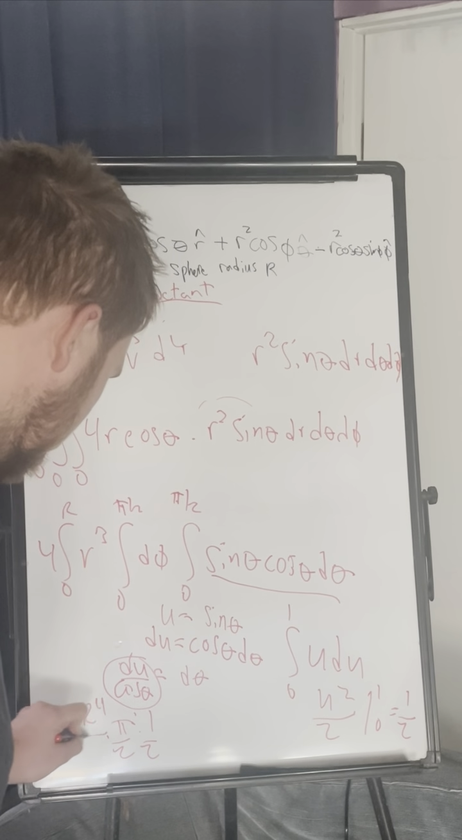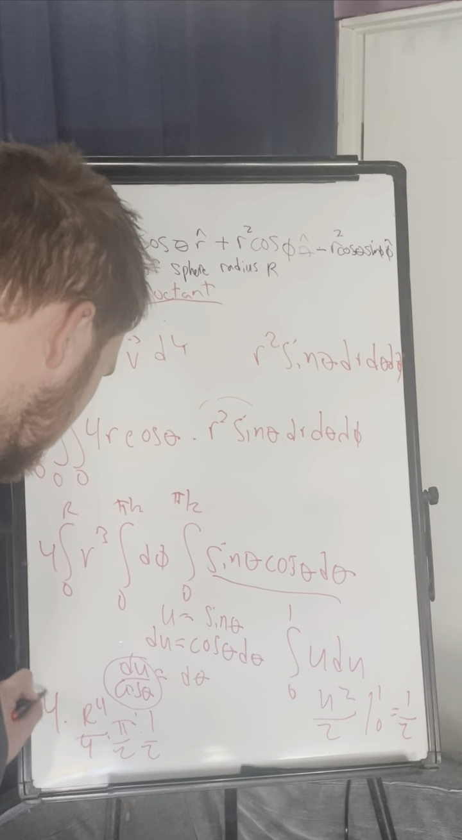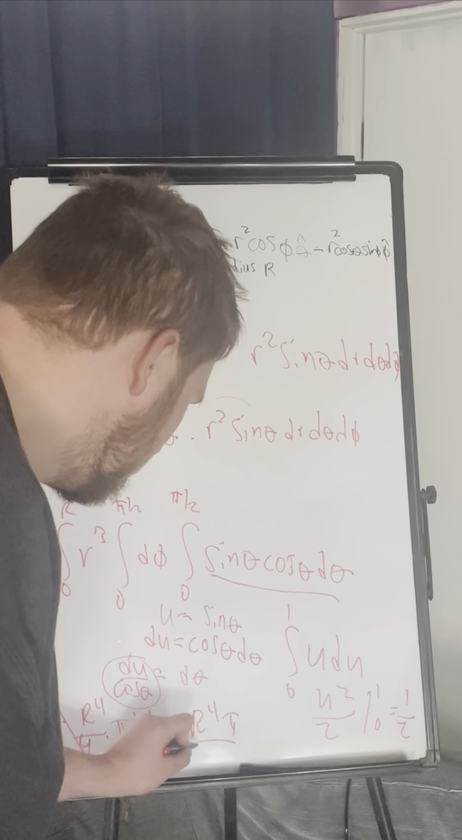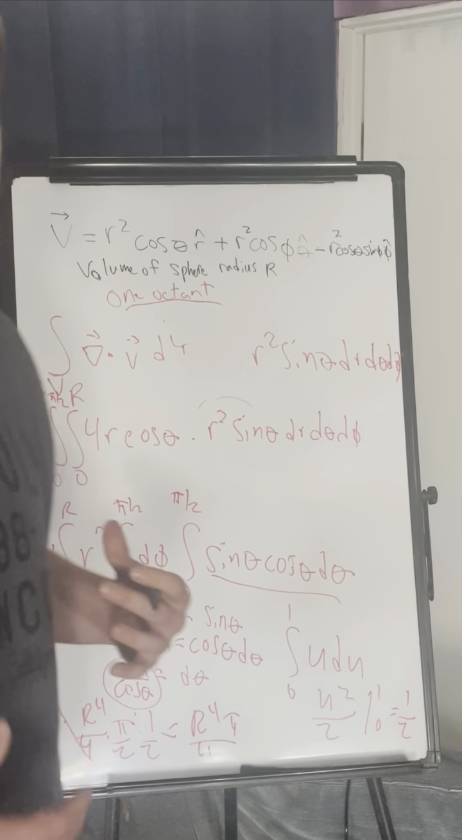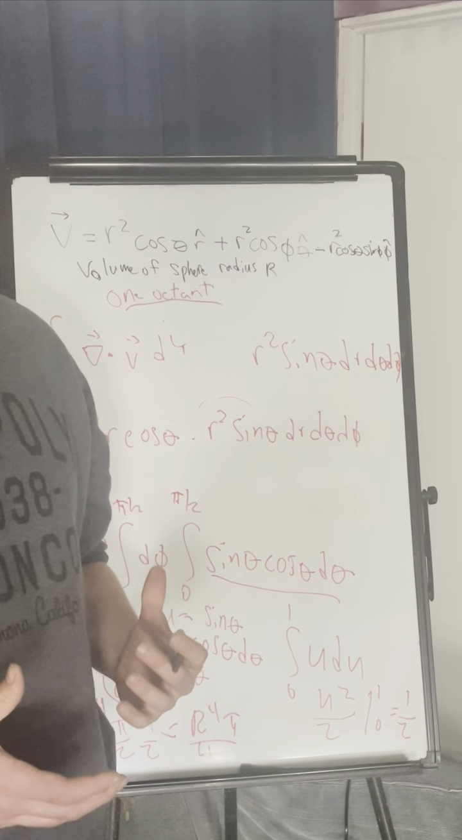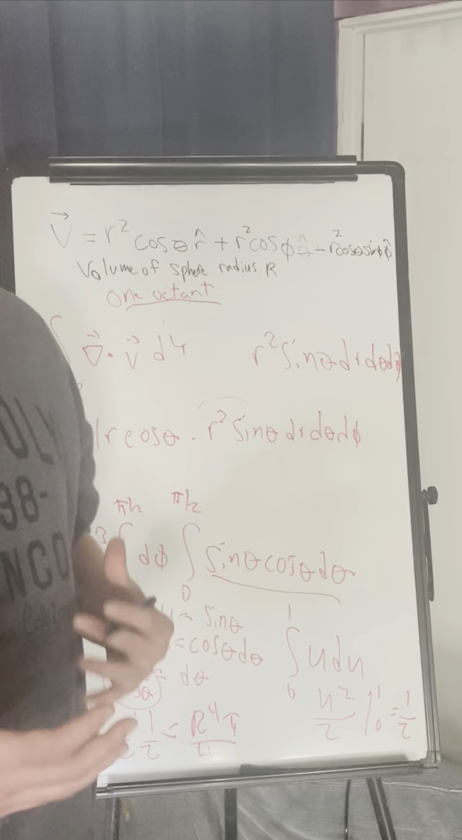r to the 4th over 4 times 4. Well, that's r to the 4th pi over 4. And that's the result that we want. Now, to check this, we're going to take 4 different surface integrals.